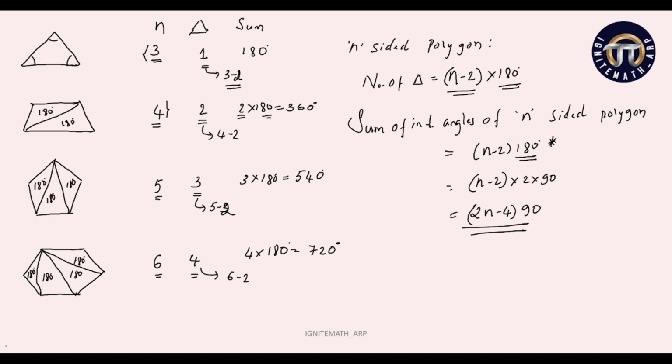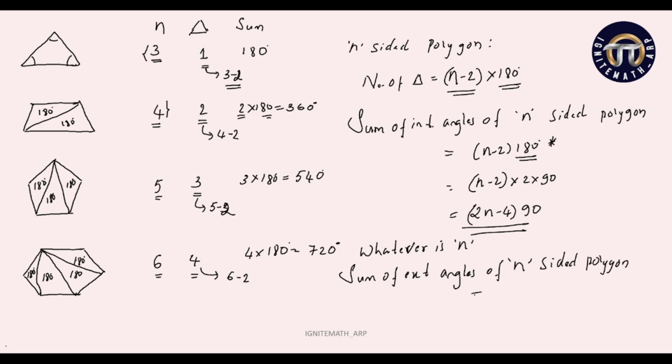Then one question arises in your mind. Yes, I can sense it. Sir, you told about the sum of interior angles, so how to calculate the sum of exterior angles then? Clear, children? Whatever is the number of sides, whatever is the value of n, the sum of exterior angles of an n-sided polygon is always 360 degree.